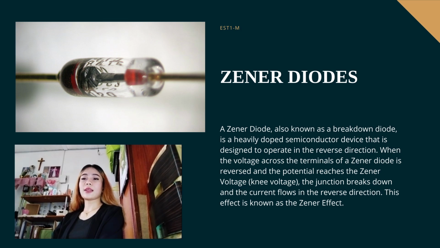Zener diodes. A Zener diode, also known as a breakdown diode, is a heavily doped semiconductor device that is designed to operate in the reverse direction. When the voltage across the terminals of a Zener diode is reversed and the potential reaches the Zener voltage, also known as knee voltage, the junction breaks down and the current flows in the reverse direction. This effect is known as the Zener effect.